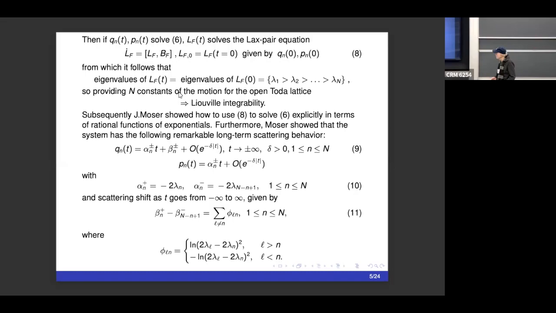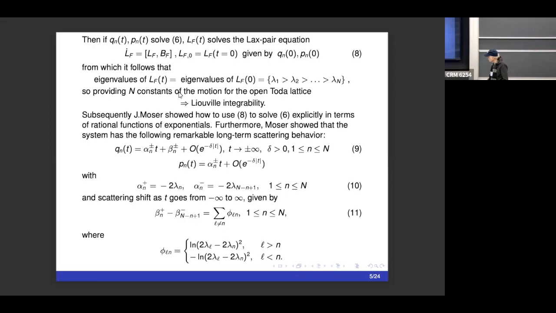And the a_n pluses, these asymptotic velocities, were expressed explicitly in terms of the eigenvalues of the matrix, which are, of course, conserved. And then he computed explicitly the scattering shift. So I want to spend a little bit of time saying something about that. But he computed it explicitly.